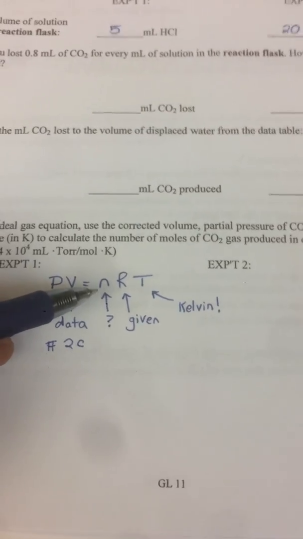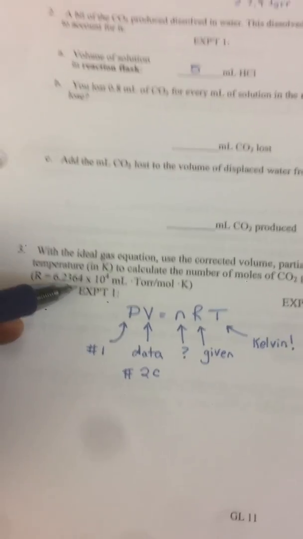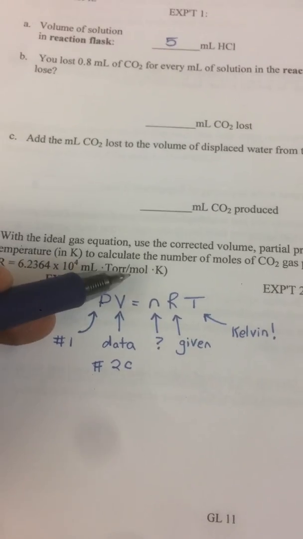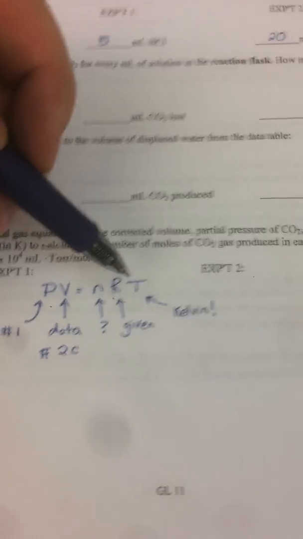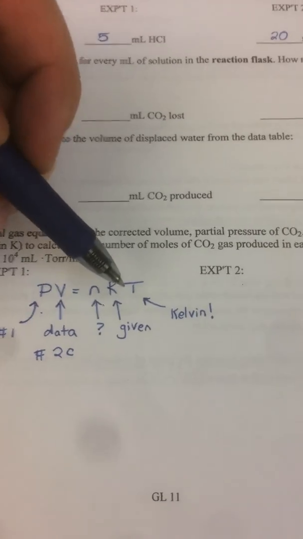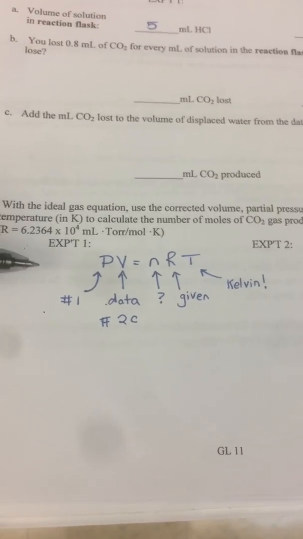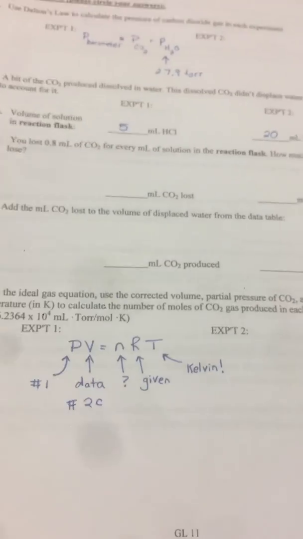N is moles. Moles is the unknown. R is given. It's this value right here. This is the value of R when the volume's in milliliters, the pressure's in torr, and we have moles in Kelvin. Finally, the temperature must be in Kelvin. So you've got to use the Kelvin temperature here. So you're solving for N. And again, just to re-emphasize, you're doing this calculation twice, for experiment 1 and for experiment 2. You're going to have 2 separate values of moles.